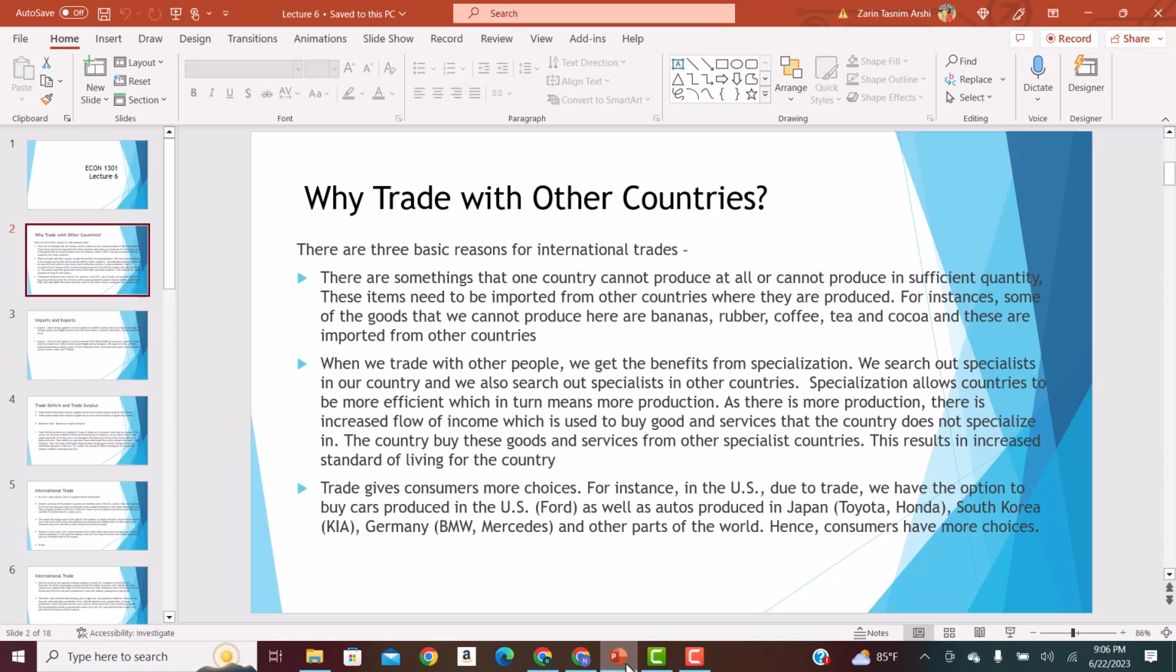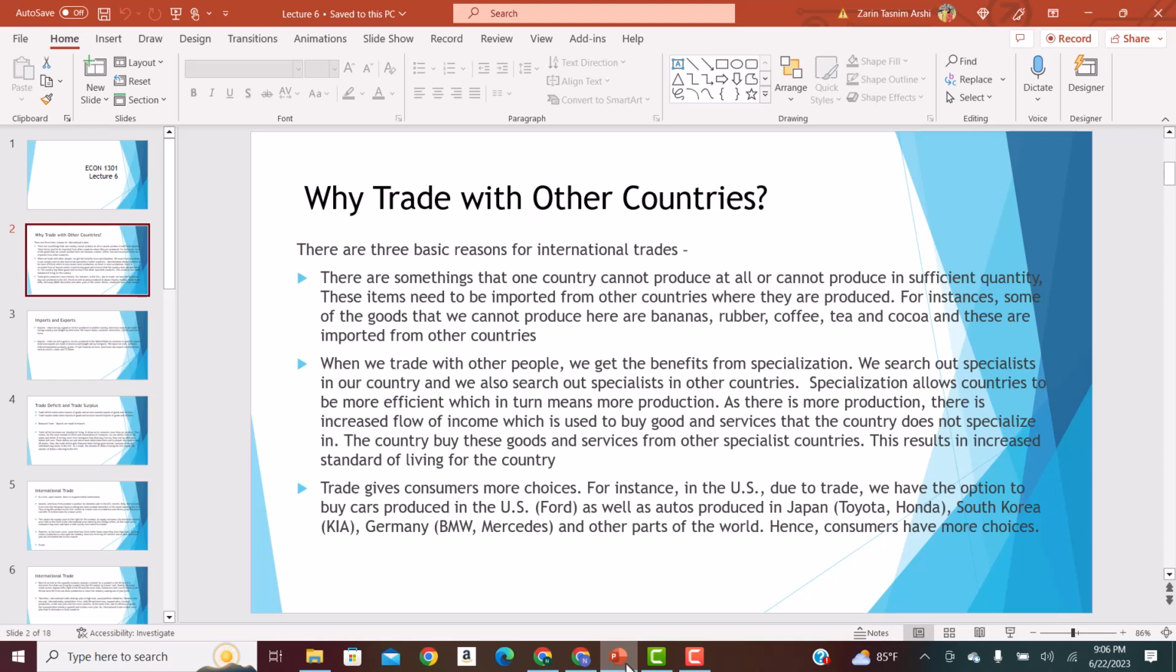For instance, in the US, due to trade, we have option to buy cars produced in the US. Like, let's say you are trying to buy a car, you have so many options. You have domestic produced cars in the US, such as Ford. Then you also have international produced cars, such as Toyota and Honda, which are produced in Japan. Then you have Kia, which are produced in South Korea. Then you have Mercedes and BMW, those are produced in Europe.